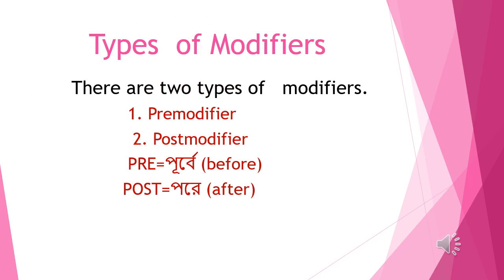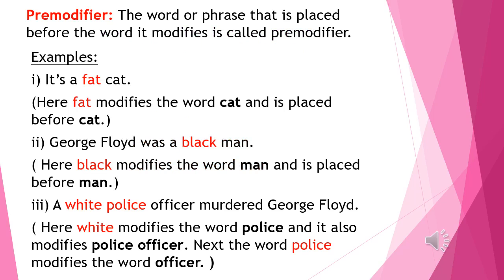Dear learners, now we will learn the classification of modifiers. According to place or position, modifiers are of two types. First, pre-modifier and second, post-modifier. In Bengali, we know that pre means purve, that is before, and post means pore, that is after. Dear learners, now we will discuss pre-modifier and post-modifier in details.